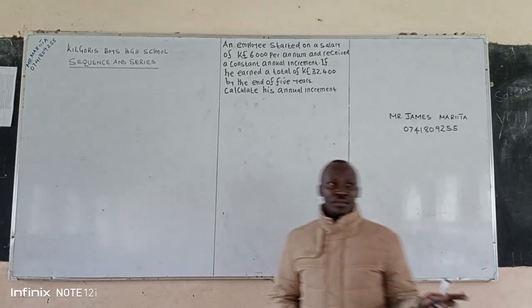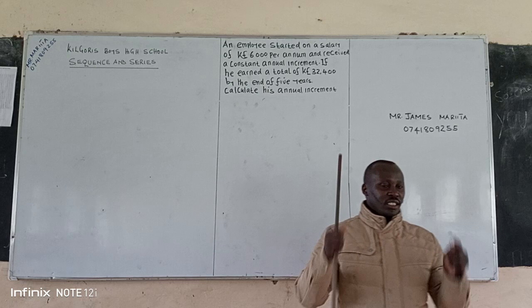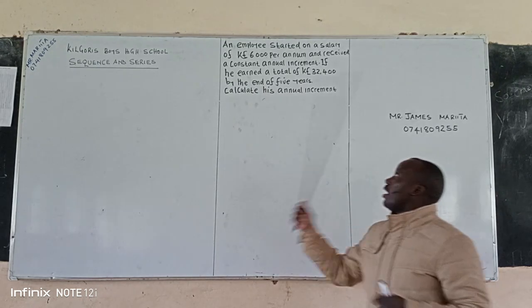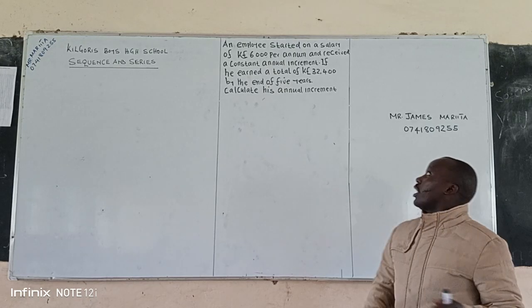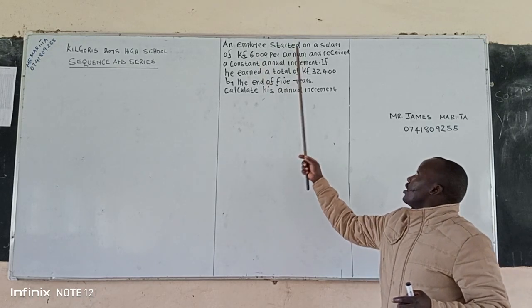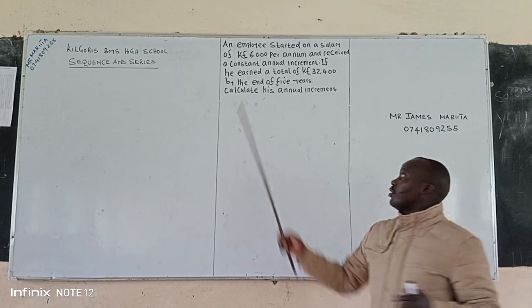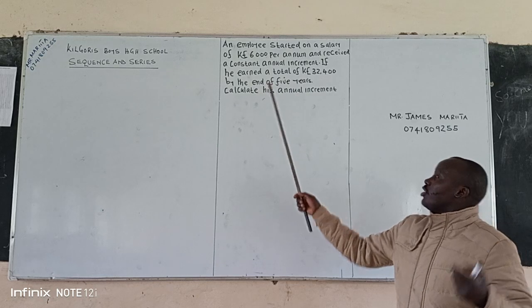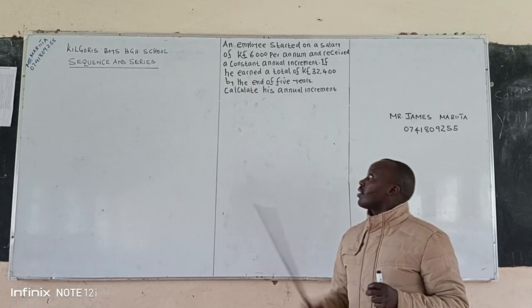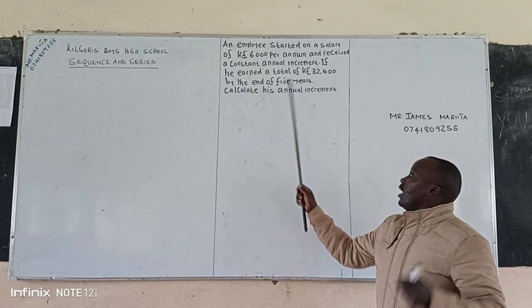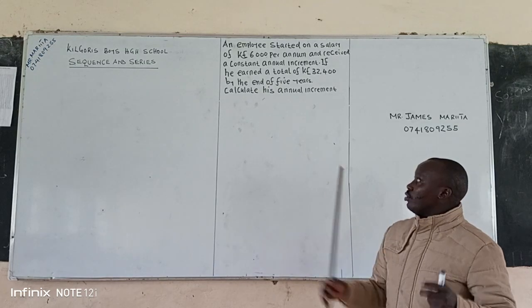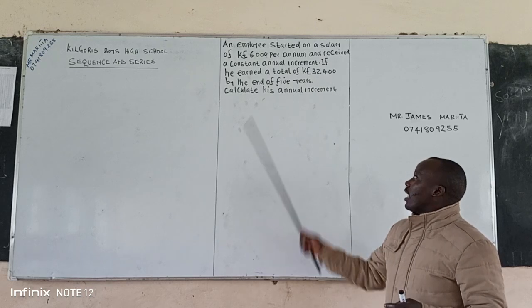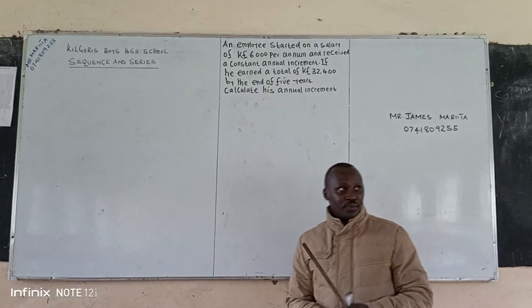Today we are looking at mathematics. Our topic is sequence and series, and we are looking at a past KCSE question. An employee started on a salary of Kenya pounds 6,000 per annum and received a constant annual increment. If he earned a total of Kenya pounds 32,400 by the end of 5 years, calculate his annual increment.